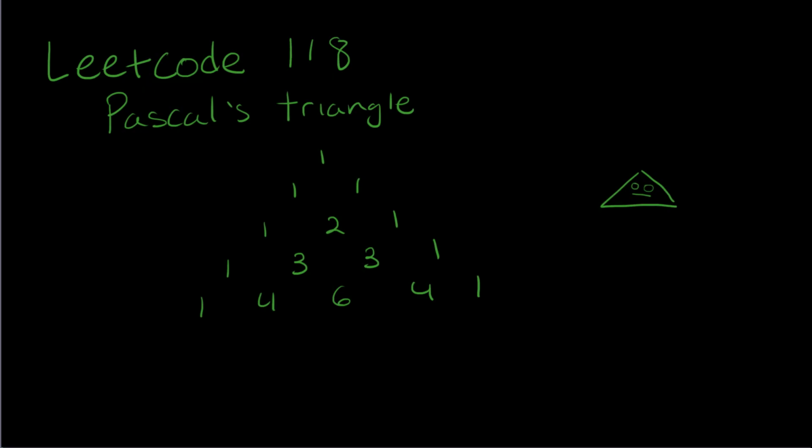As you can see, we always add ones on the sides, and then anything below it is the sum of the first two above it. So 2 is the sum of 1 and 1, 3 is the sum of 1 and 2, 4 is the sum of 1 and 3, and 6 is the sum of 3 and 3.